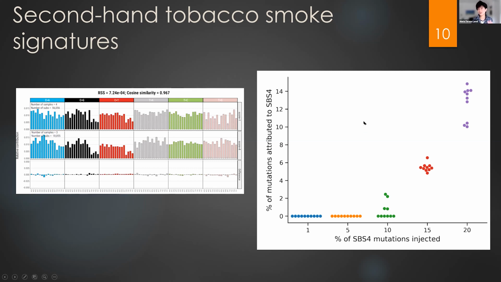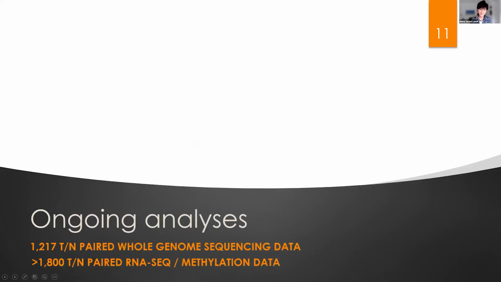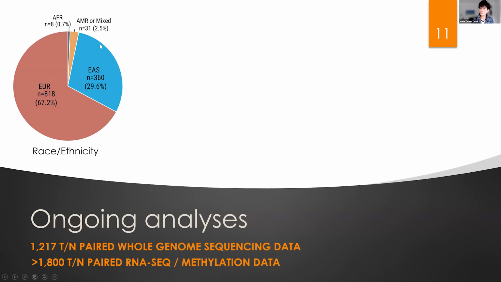Now, these results were based on the first set of 232 samples. We are now analyzing over 1,200 tumor-normal pair whole genome sequencing data and over 1,800 with RNA sequencing and methylation data, also including some public databases. Currently, we also included 30% East Asians, and in the future we will also have Africans, Caribbean subjects, and subjects from the Middle East and Latin America. But in this analysis, we're comparing European and East Asian.